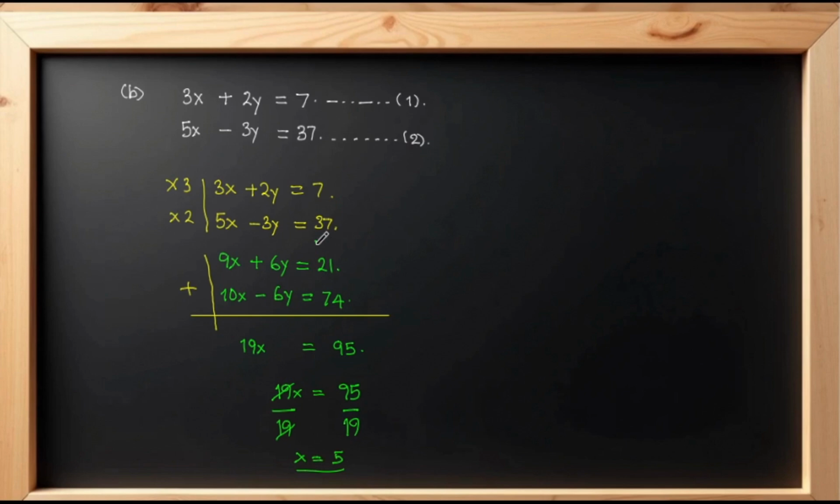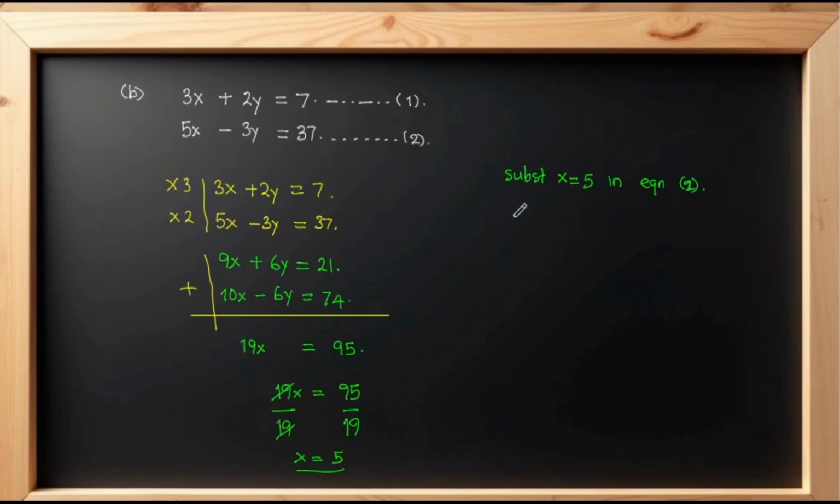Now here we can select any of these equations, either from here or from this new equation I multiplied, to get the value for y. In these equations, I think equation number 1 looks a little bit simpler, so we can substitute the value of x, that is 5, in equation number 1. So here we say substitute x equals 5 in equation number 1.